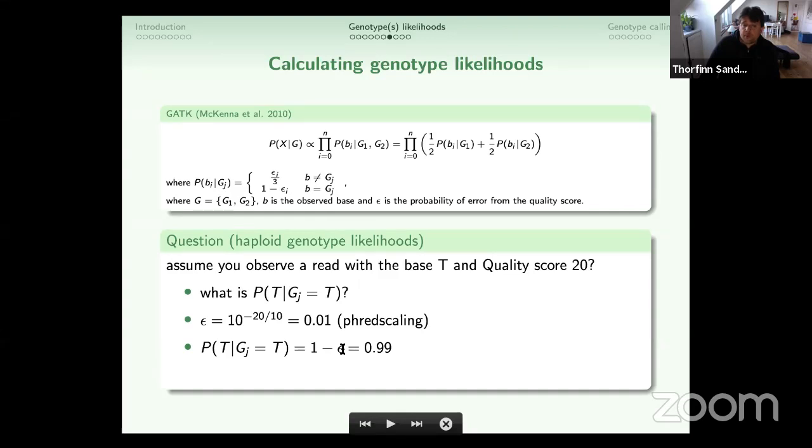Okay? So what would the probability be that it's not a T? We have 1%, but that needs to be equally distributed among the 3 possible other bases, right? So we take our epsilon, our error rate, and divide by 3. So that would be the haploid genotype likelihood for all the non-Ts.